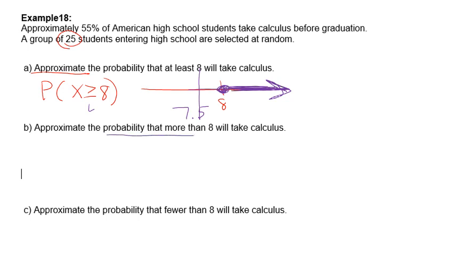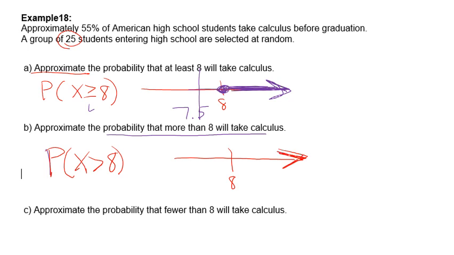Approximate the probability that more than 8 will be taking calculus. So the probability that x is larger than 8, well, again, graphically, here's 8. We want to be larger than it, so we're going in the direction of the arrow here. But I do not want to include 8, so I'm going to have to start above 8 at 8.5. So that's what we'd be starting off with.